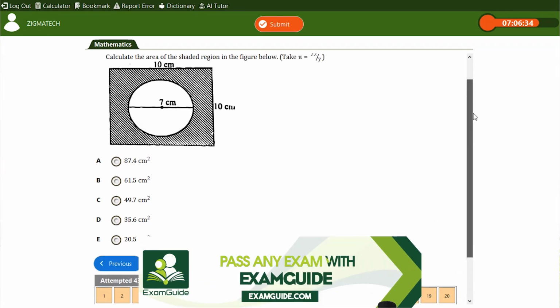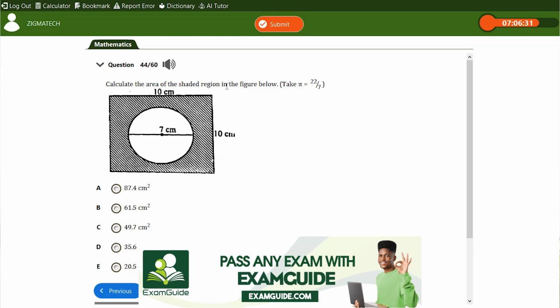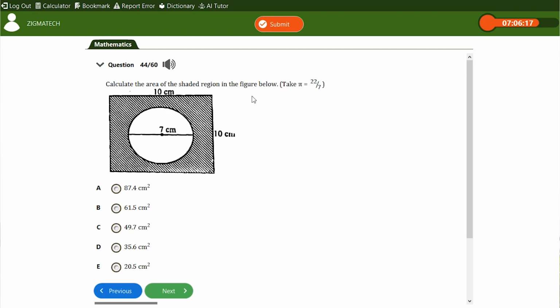So let's go to 44. Calculate the area of the shaded region in the figure below. All right, let's calculate that. 44. So they said we should calculate the area of the shaded region in D. So the shaded region is the region outside of the circle. So to calculate the area of the shaded region is to find the area of the rectangle, then remove the area of the circle from the rectangle. You have found the area of the shaded region. Is that okay now? All right.